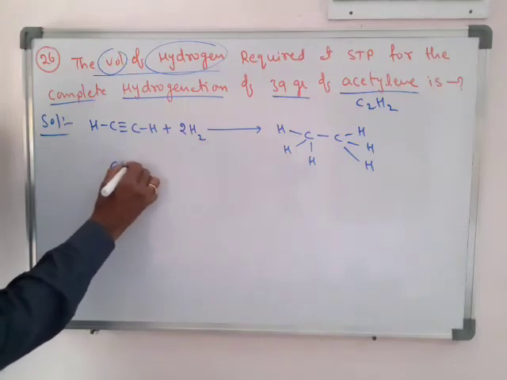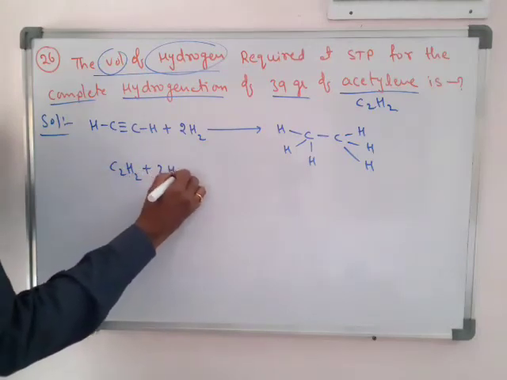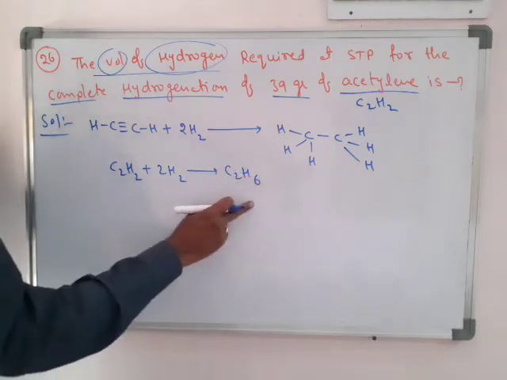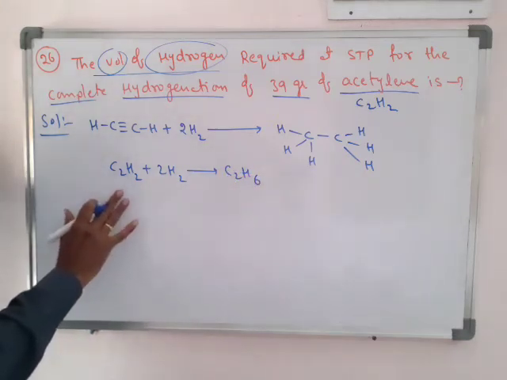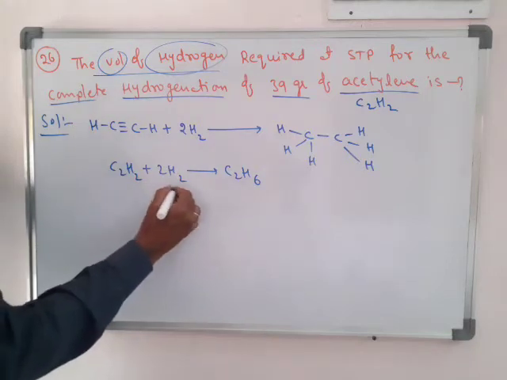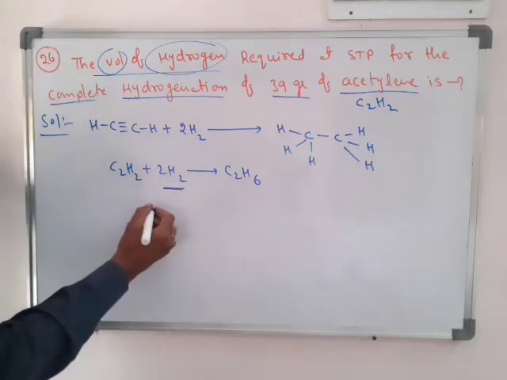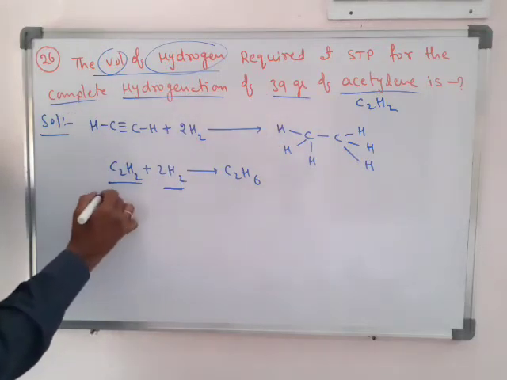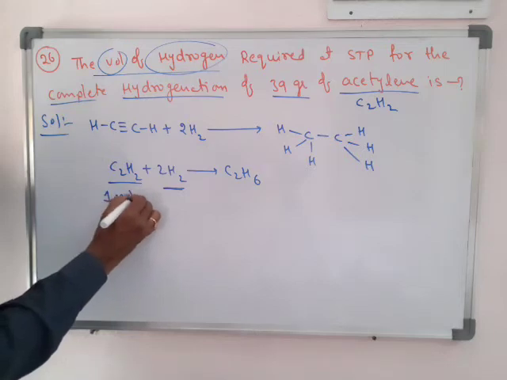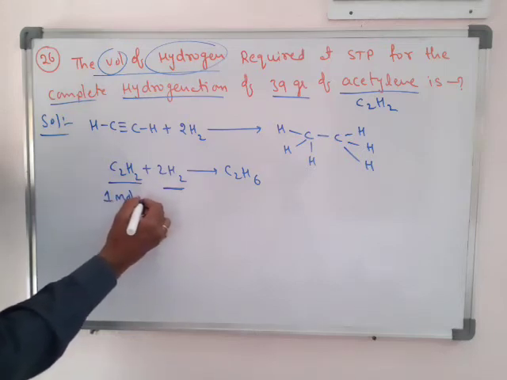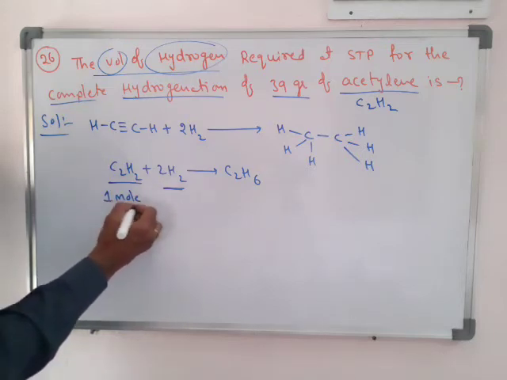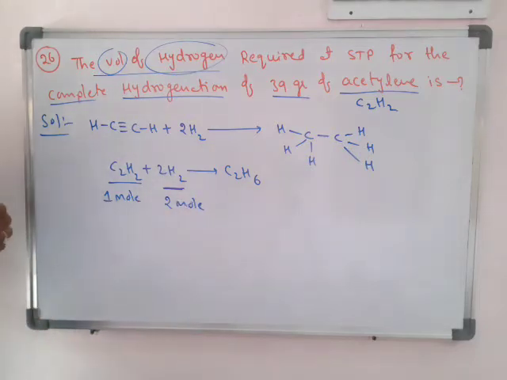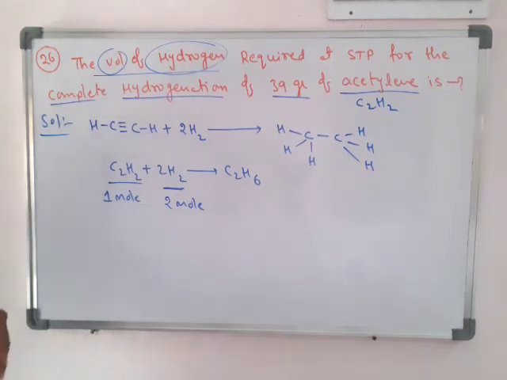So the common reaction is written as C2H2 plus 2H2 gives C2H6. It is called ethane. So this is the reaction. What do we have to find? The volume of hydrogen required for the complete hydrogenation of 39 grams. From the equation, 1 mole of acetylene requires 2 moles of hydrogen. So convert it into required terms.